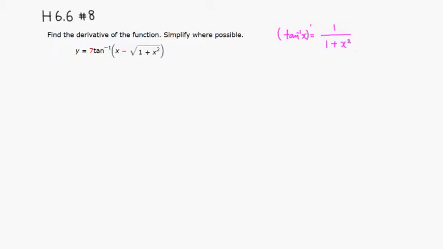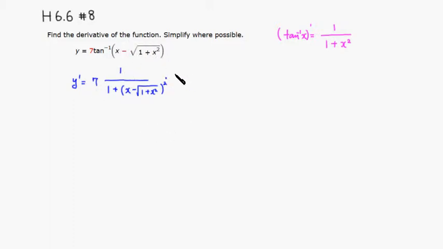So if you take the derivative of this, y prime is equal to, 7 is a constant multiple, put that in front. So this is going to be 1 over 1 plus, we have to square that. So we have x minus square root of 1 plus x squared, then chain rule, multiply by the derivative of the inside function.